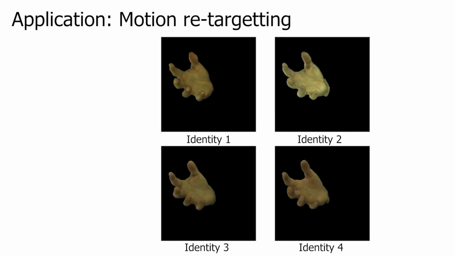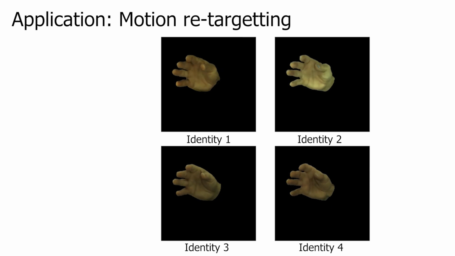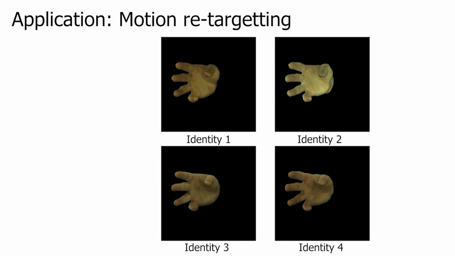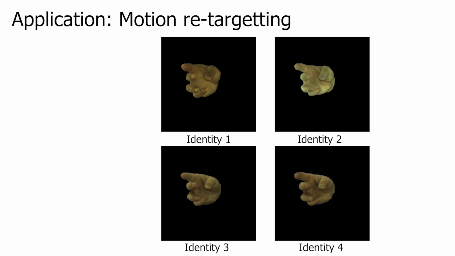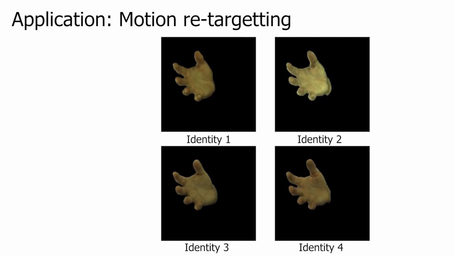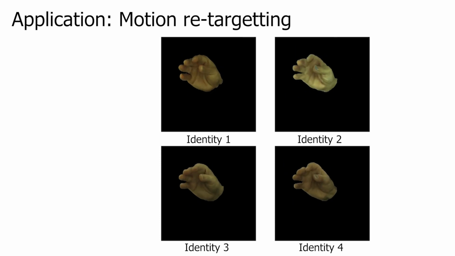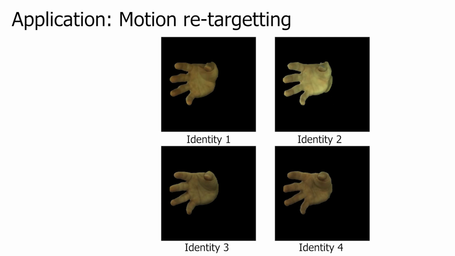Next, we show an application of our method. As our method relies only on hand pose parameters at test time, it can also be used for other exciting applications such as motion retargeting using hand pose parameters from any identity. Here we show multiple identities being driven by common hand pose parameters. Also note that our method can capture identity-specific details like nail plate.